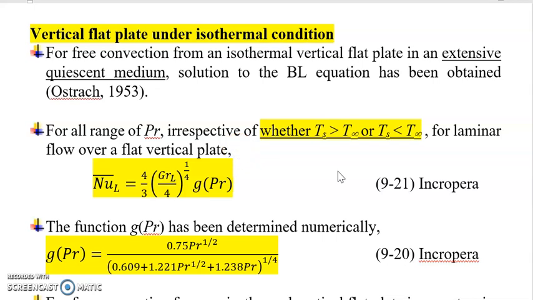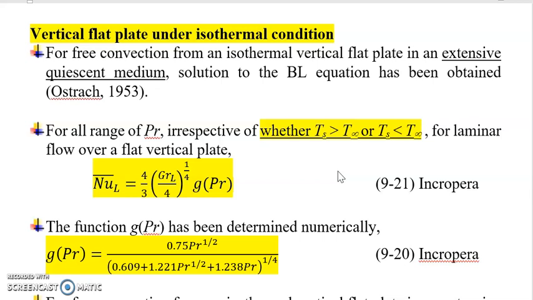This is the second part of the module on natural convection. We have natural convection analysis for flat plate, vertical, inclined, and horizontal, as well as for vertical and horizontal cylinder, and finally the sphere.